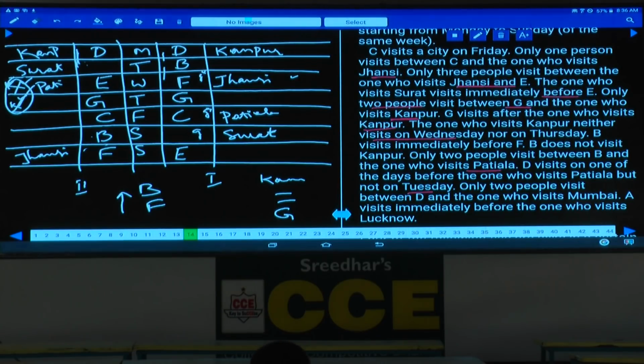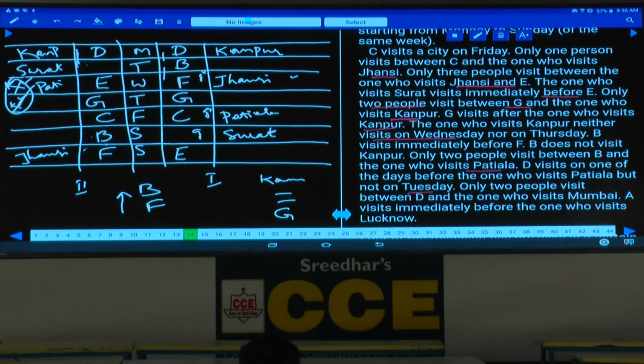Done with this one? Then only two people between D and the one who visits Mumbai. D and Mumbai, there must be exactly two persons, and so Mumbai must be on Thursday. Now in this one also Mumbai must be on Thursday. Only two people between D and Mumbai. A visits immediately before the one who visits Lucknow. A must be here, and this person must be Lucknow. And in this case, A must be here, but A immediately before Lucknow is ruled out because A is immediately before Patiala. And the second case is completely ruled out.